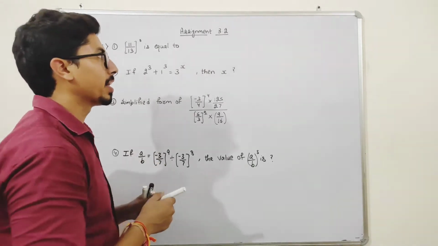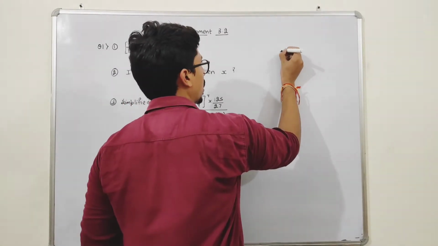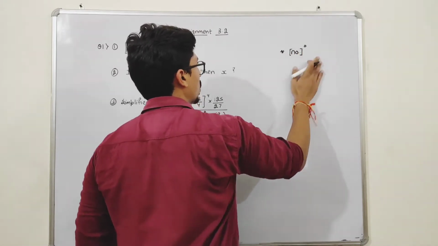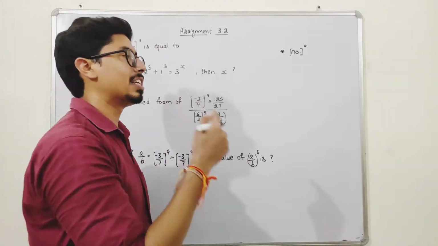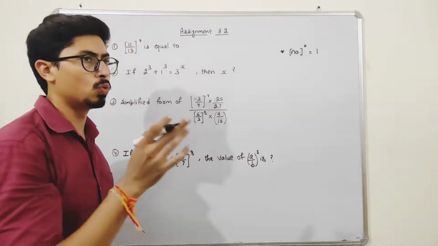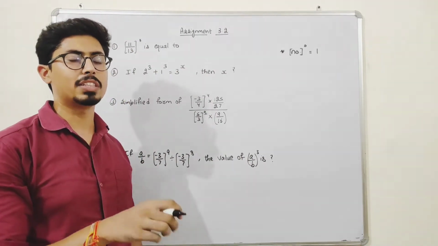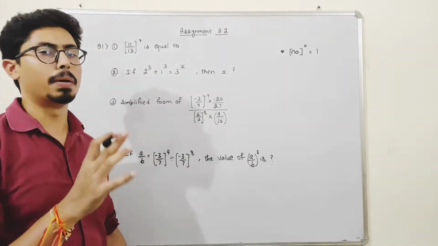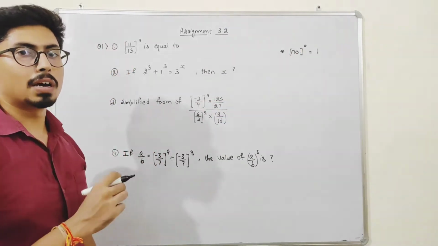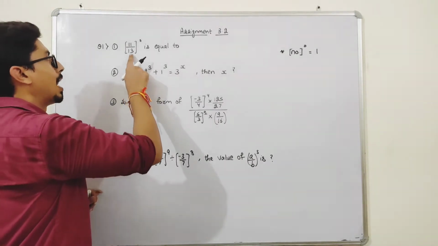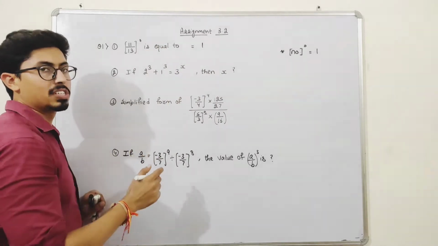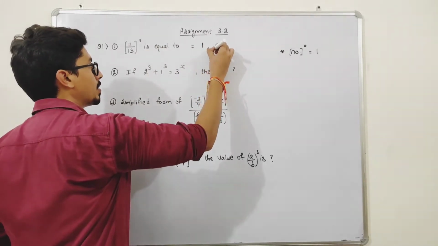Students, just remember one thing. Any number whose power is 0 will be equal to 1. This number can be anything: 2, 3, minus 1 by 2, minus 5 by 3, 7 by 9. Any number raised to the power 0 will always be 1. So 11 by 13 raised to the power 0 is equal to 1, because the power is 0.